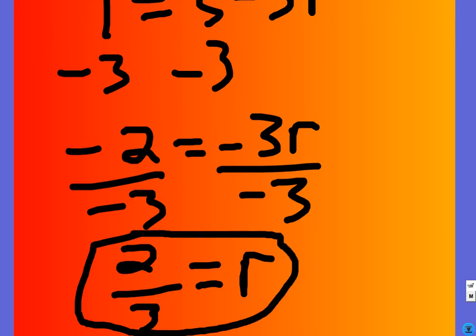Okay? So yes, the variable can be a fraction. It can be pretty much anything. It can be a decimal. If it's a fraction, just leave it. About your denominator? Yeah, because I'll explain that a little bit in more detail.